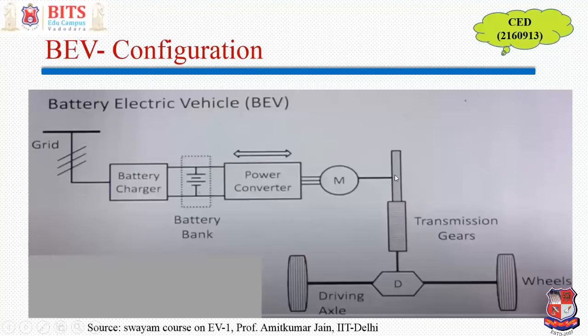This is a gear transmission, because the motor runs at a high speed, the RPM is more, and the RPM of the wheels or axle is lesser. So you require speed reduction gears. Generally, the speed reduction is 10 to 1, so one-tenth of the speed at which you are running the motor, right?